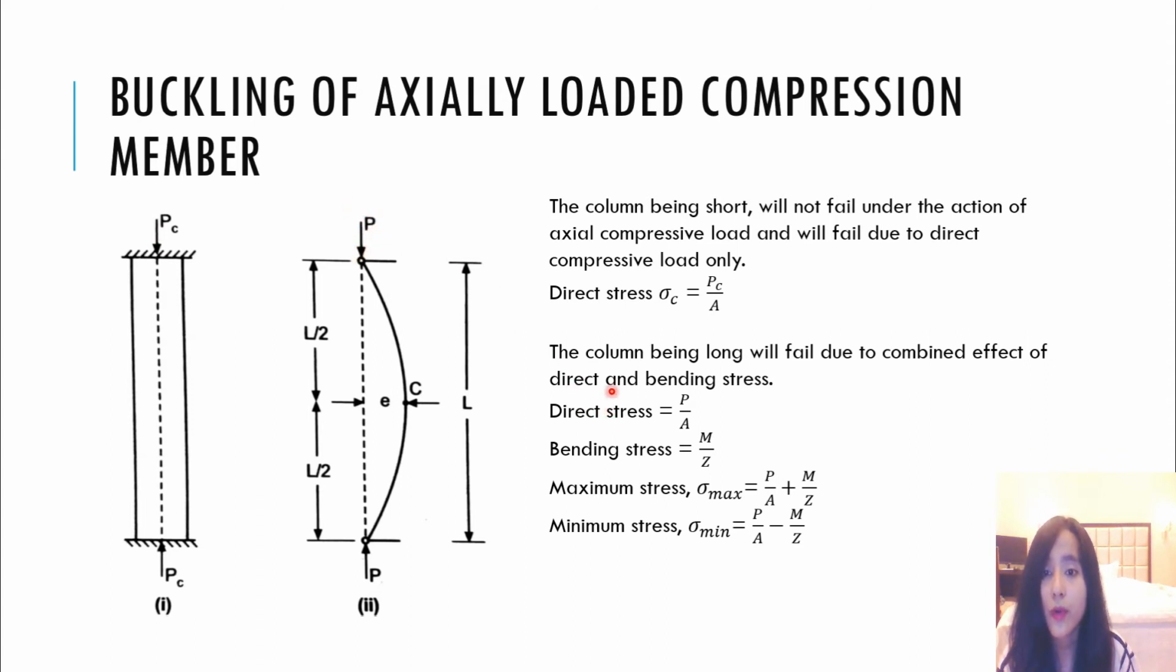Okay, so from here direct stress will be equal to P by A, bending stress M by Z. So if we want to find maximum stress for a long column, it will be P by A plus M by Z. Similarly, to find minimum stress, it is P by A minus M by Z. Okay, so I hope this is clear.